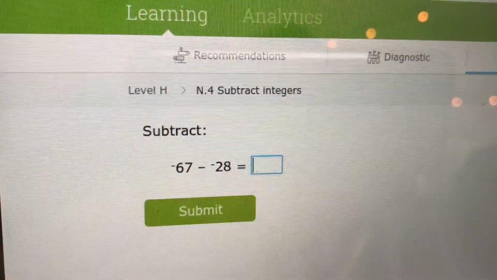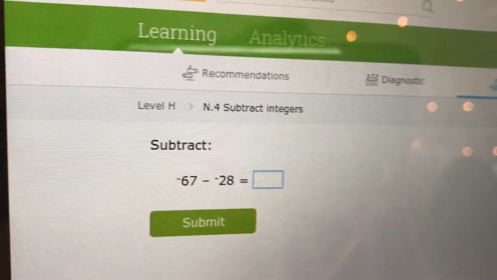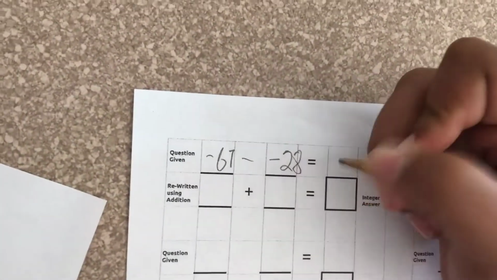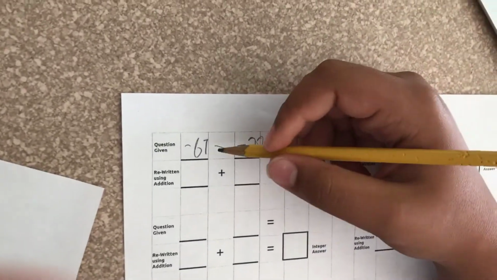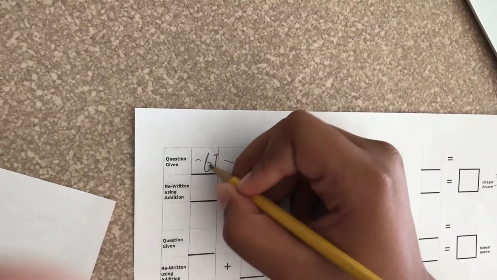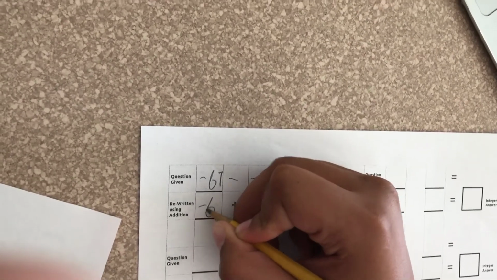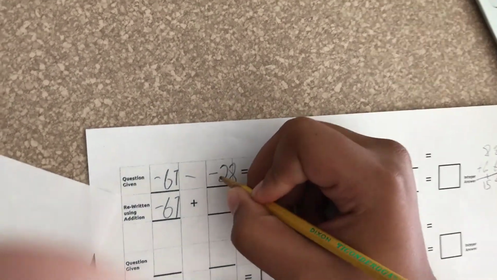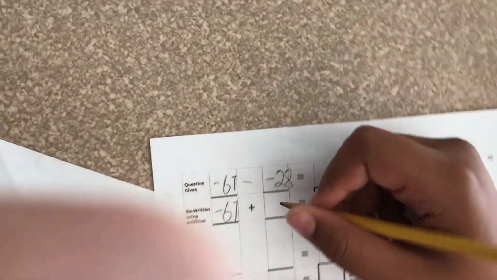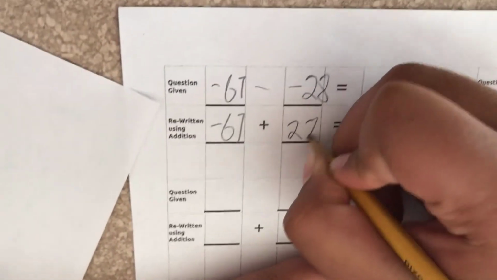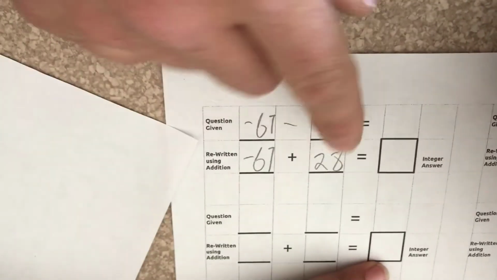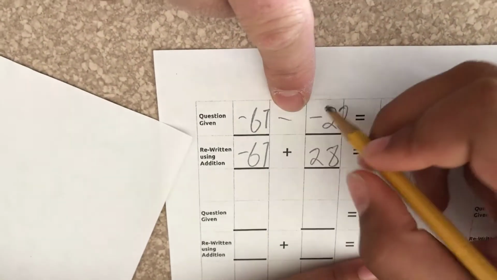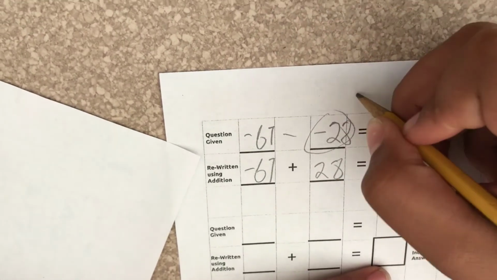All right, Cairo is writing down -67 minus -28. He's going to talk to us about how to use our graphic organizer and what he actually sees here. Well, with this you just keep it and then you bring it down, so that's just -67. And then why is there a plus sign right here? What are we trying to do? You're rewriting the answer to get the integer answer. So this would be 28. So why did that become +28? Because you have to rewrite the answer into +28.